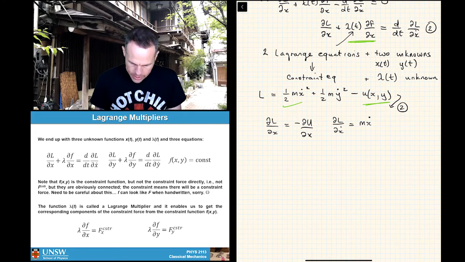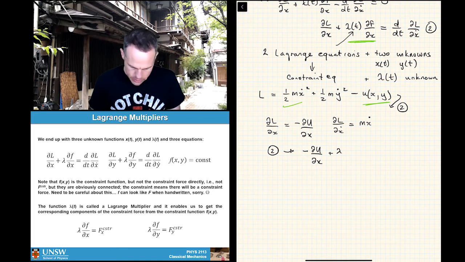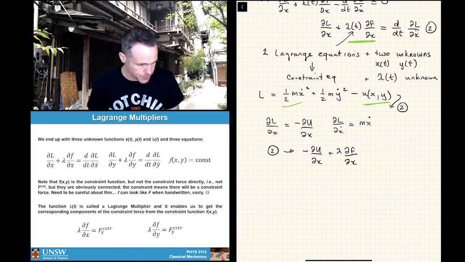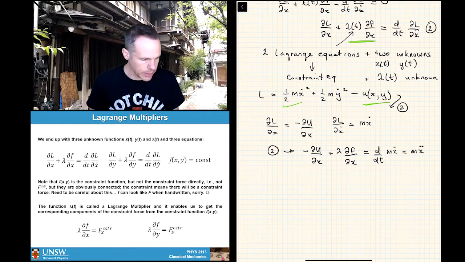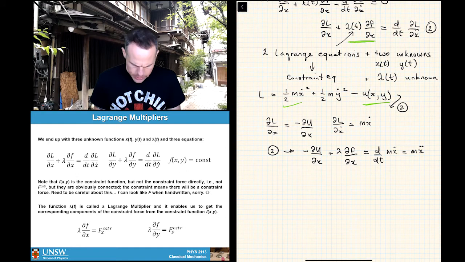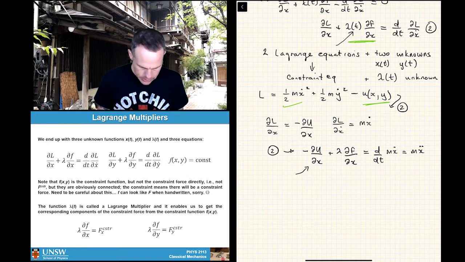And so when we write our new Lagrange equation for 2, what we've got is minus dU/dx plus lambda dF/dx is equal to d/dt of m x dot, and we know this is just m x double dot, right? Normally in our notation. And so let's think about this for a second. This is the x component of our non-constraint force, right?